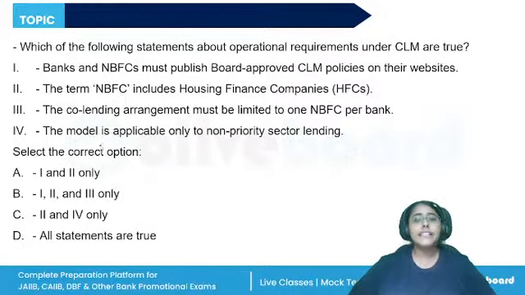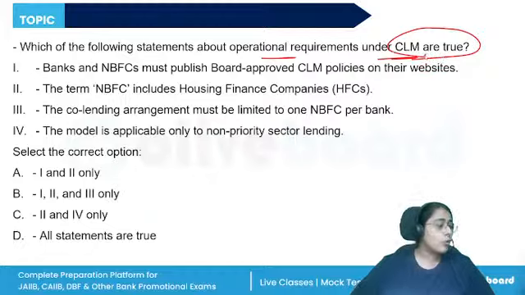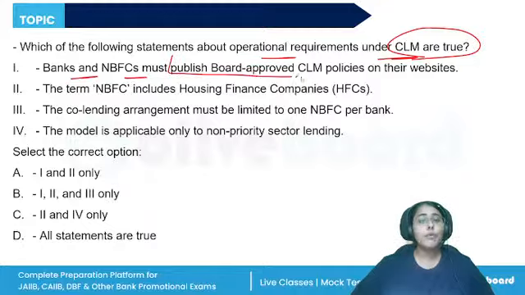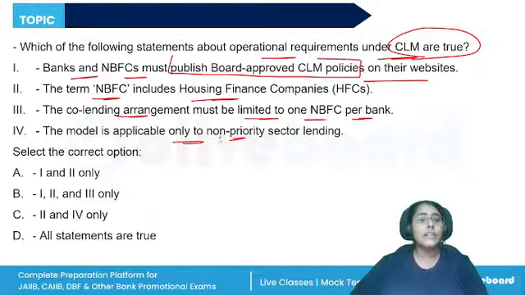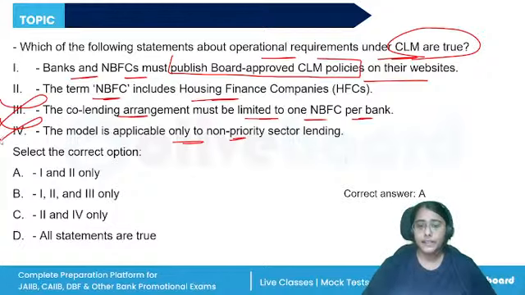Which of the following statements are true about the operational requirements under the co-lending model? Banks and NBFCs must publish the board approved policies on their website. The term NBFC includes the HFCs. Co-lending must be limited to one NBFC per bank. The model is only applicable to the non-priority sector lending. No. Statement 3 and 4 are incorrect.